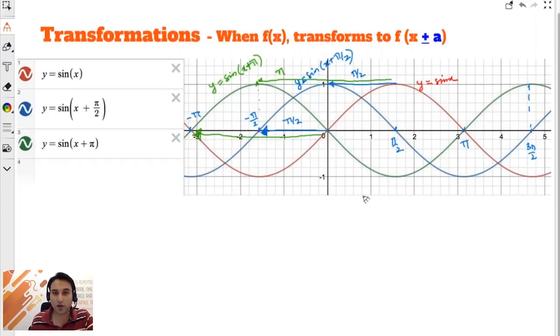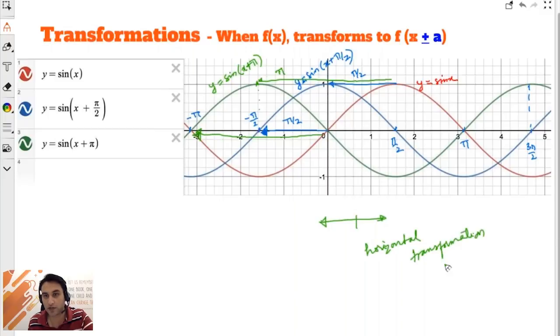So this is our horizontal transformation, which we had learnt through the quadratic graphs. Now we are learning the same thing using the trigonometric graphs. Concept is the same. Okay? Got it? I'm moving ahead now.